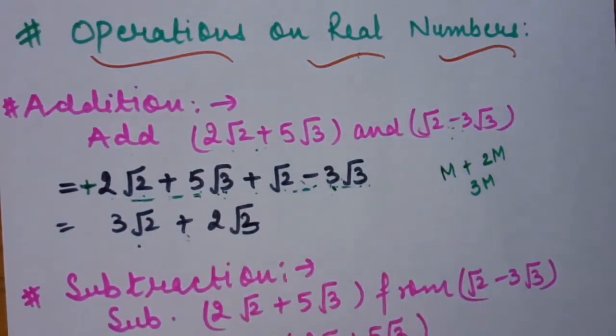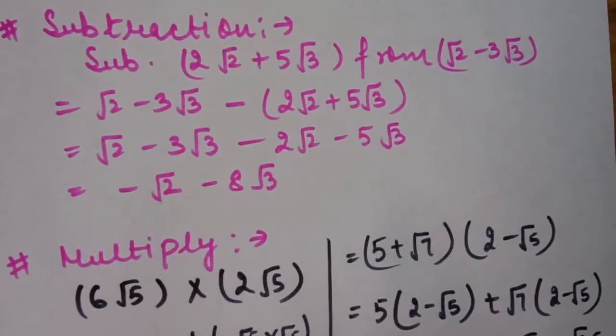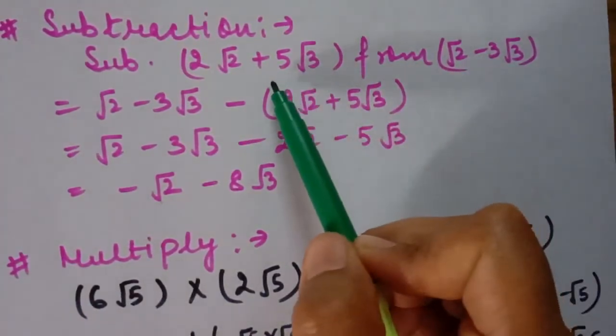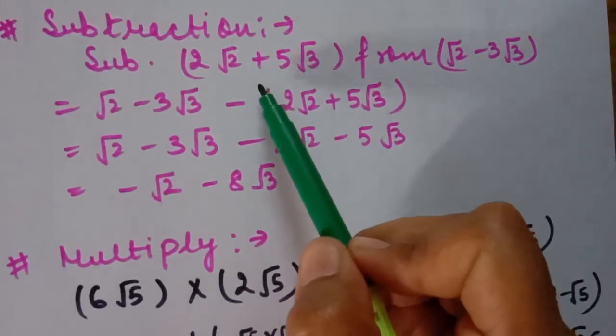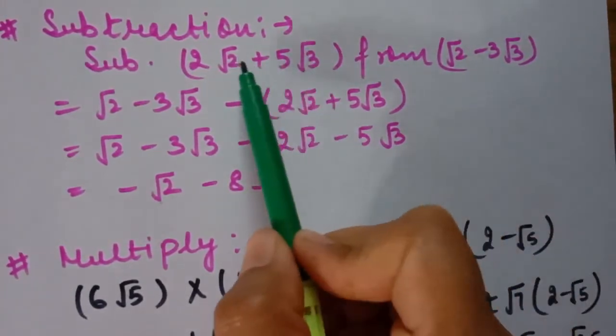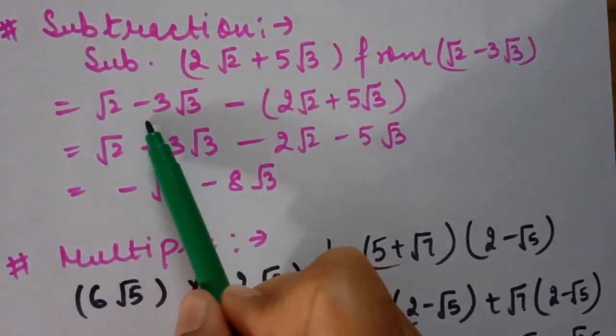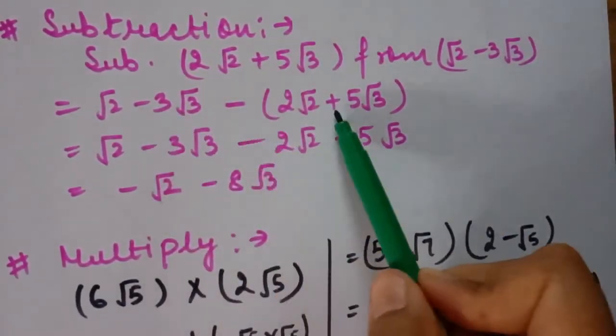This is your addition. Now the next thing is subtraction. In subtraction, again we will subtract two algebraic expressions in which some irrational numbers are also present. So subtract this from this. First of all, we will take the first bracket and then subtract the second bracket.